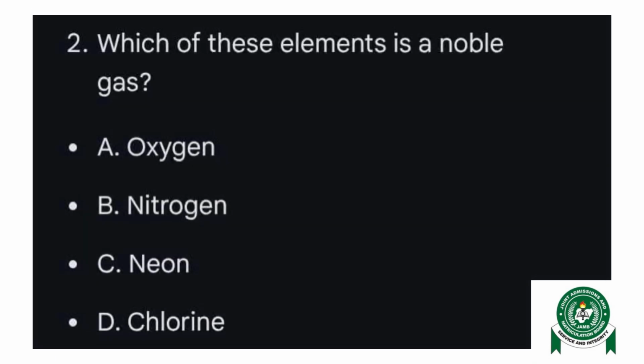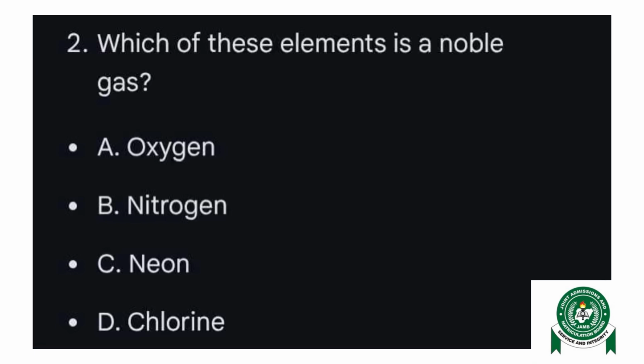Now, this is question 2. It says, which of these elements is a noble gas? Option A, oxygen, B, nitrogen, C, neon, and D, chlorine.